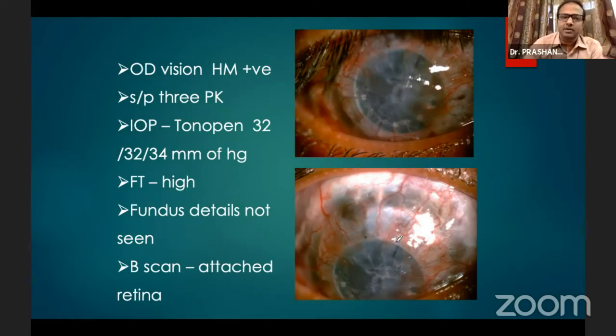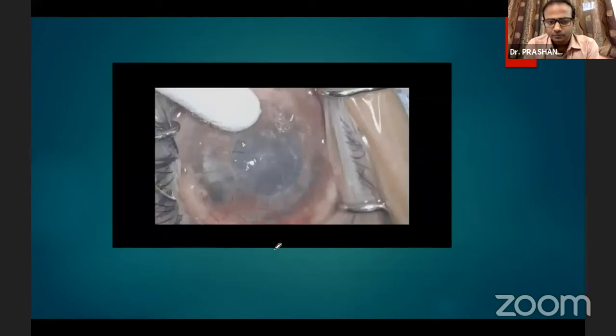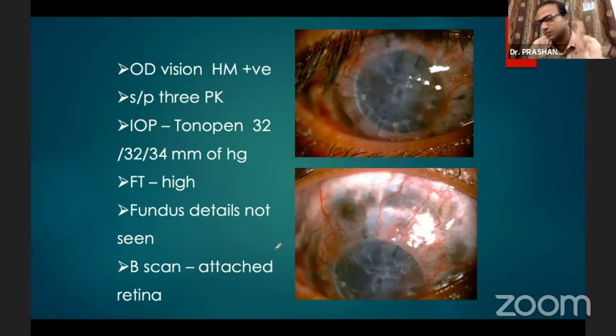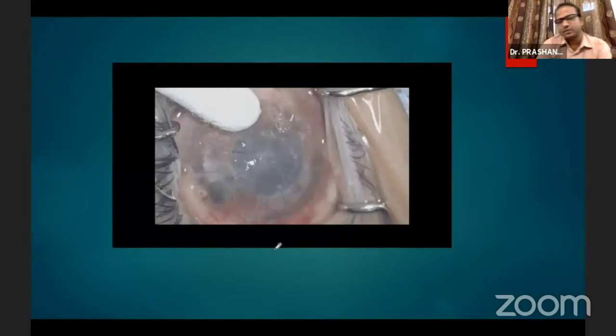And this eye had 3 PKs already done. The pressure was 32 on Tonopen. Fundus was not seen, but the retina was attached on B scan. So in this case, there is no question of doing other procedures, and there is slight visual possibility in this patient. A cyclodestructive procedure was also very difficult because the sclera is very thin all around. So to preserve whatever vision the patient had and provide visual rehabilitation, the best was to try putting an implant, which was again difficult because the sclera was so thin all around.